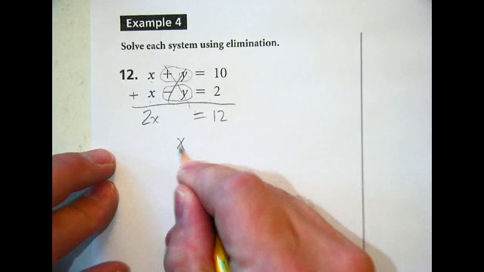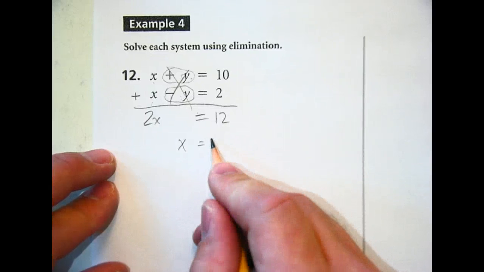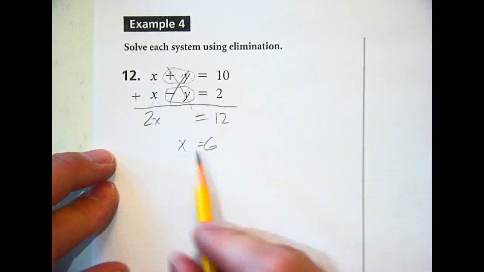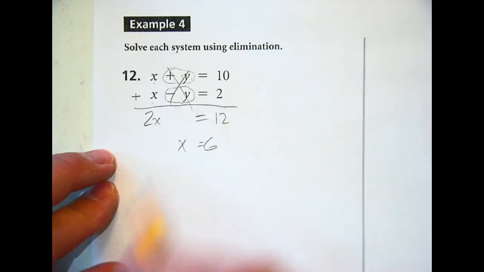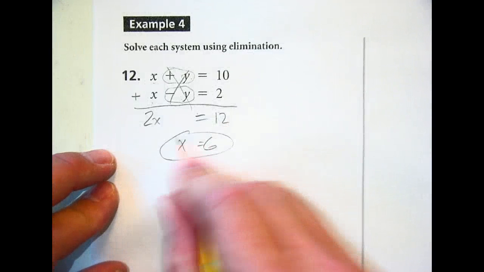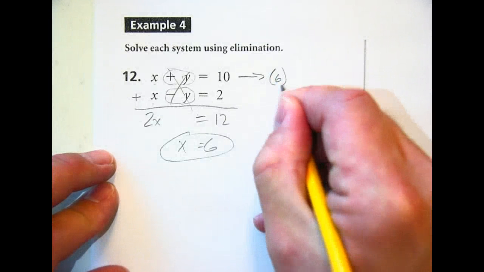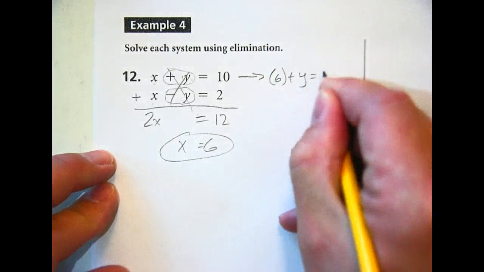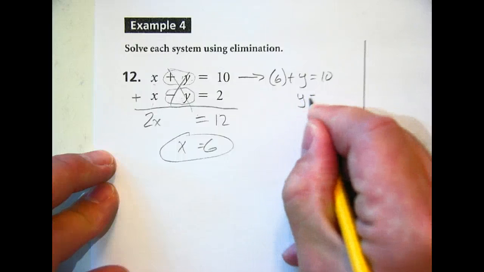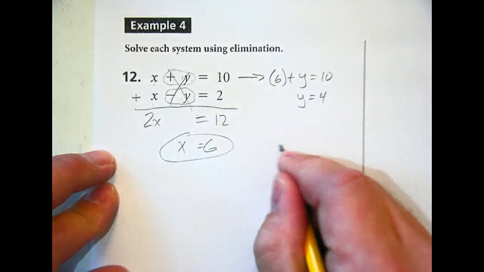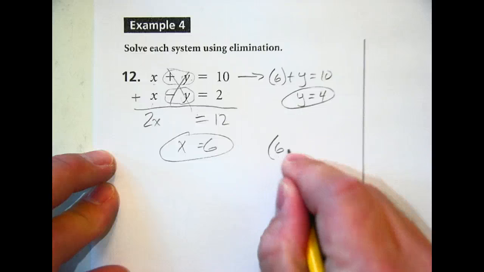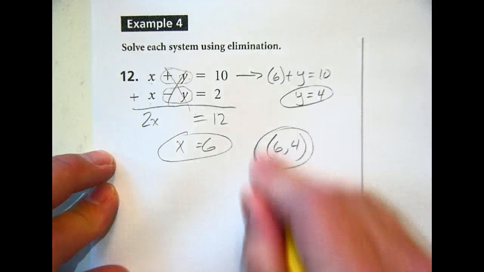X is 6. Okay? So it sets up really well. It just eliminates. X is 6. One of our solutions, we plug that back into one of our equations. So this one would work. X plus y equals 10. So y then is 4. So we have y is 4, x is 6. The ordered pair 6, 4. Good buddy.